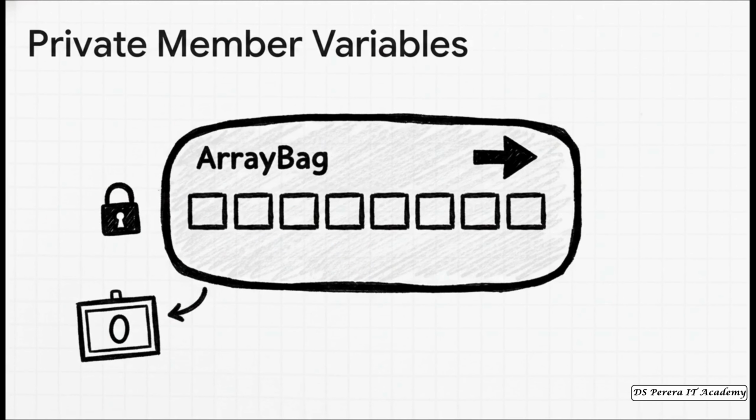Alright, so inside our ArrayBag class, we need 3 key variables, which we call member variables. We make them private to protect them from the outside world. This is a core principle of object-oriented programming called encapsulation. First up, private Object[] objects = new Object[1000]. This is the array itself. This is the container that will actually hold all the items in our bag. We're giving it a fixed capacity of 1,000 slots to start with.